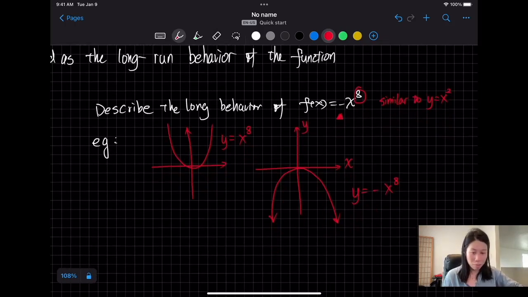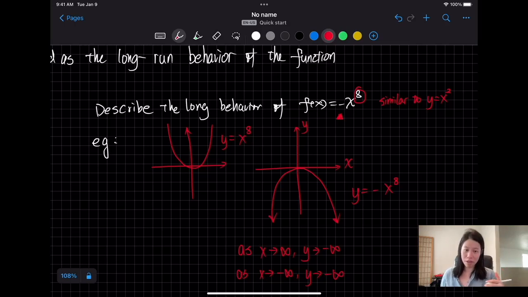Well, what would be the end behavior? Now we can say by the graph, as x goes to the right, y goes down, which is negative infinity. As x goes to the left, y also goes down, which is also negative infinity. So this part is the end behavior for this function.